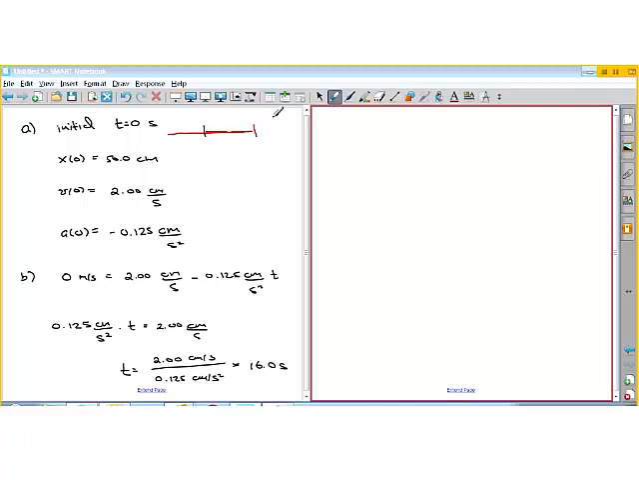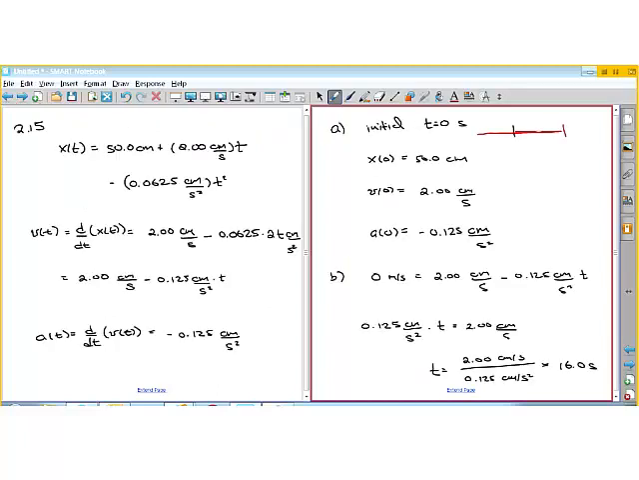Okay, then the next question. How long after starting does it take the turtle to return to its starting point? So the starting point is 50. So what we do is we make the displacement 50 centimeters. So I'm going back to this equation here. I'm going to put 50 centimeters in here. There'll be 50 centimeters on the right-hand side.